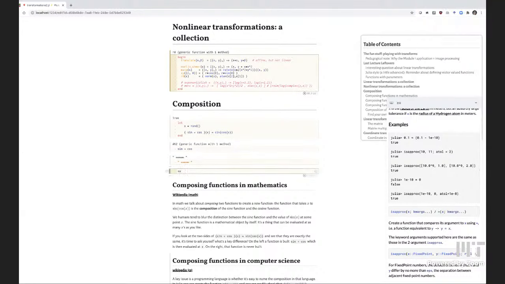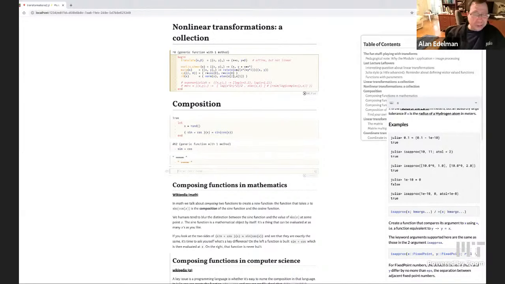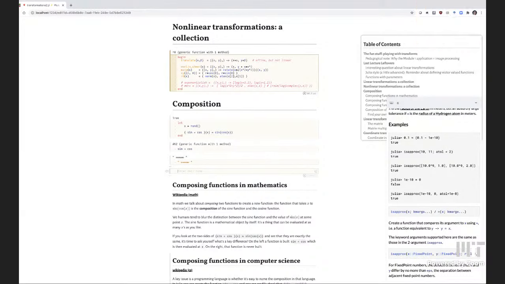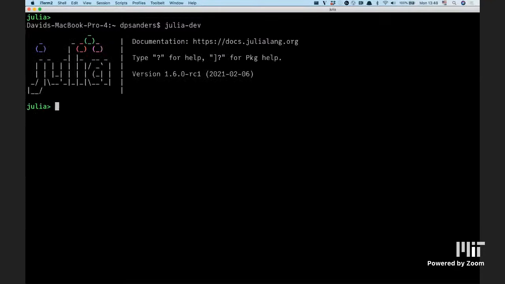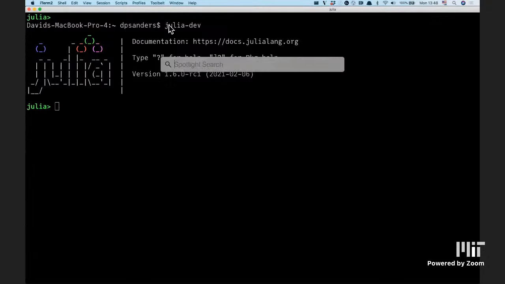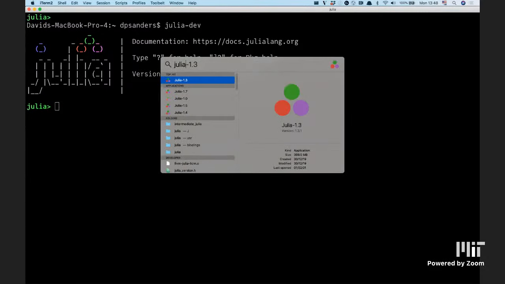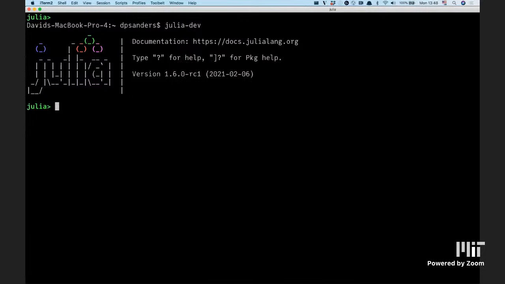So do you want me to share my screen? Sure, why not? That'll be fun. Let's do it. Can you see my terminal? We do see your terminal. Okay, so I just launched Julia from the command line, or I could do it by searching for my Julia executable. Now I'm running Julia on the command line instead of in Pluto, and I'm going to type a question mark and then this symbol that I don't know how to write.